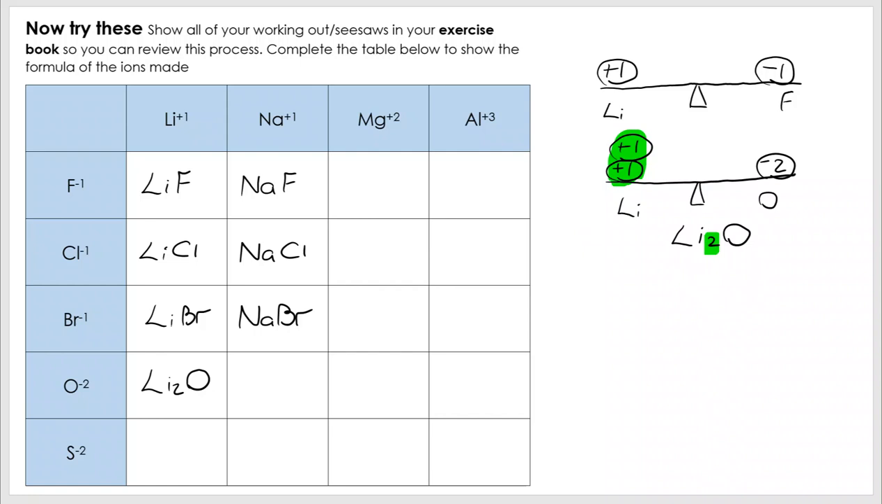And if I look, I can use exactly the same process to get to Li2S. I can do the same to get Na2O, and it works in the same way to do Na2S as well.